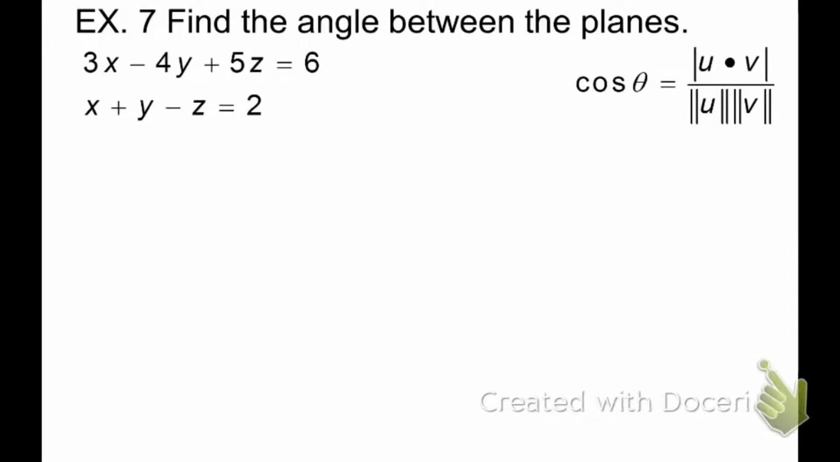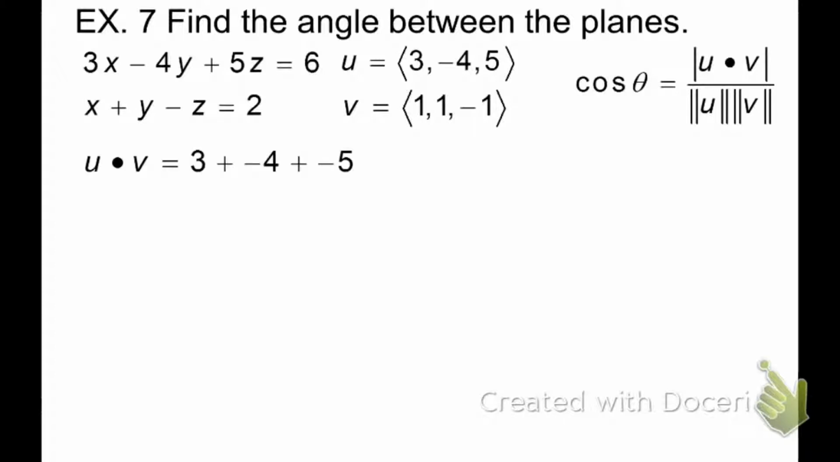Okay, number 7, we want to find the angle between the planes. Here's our formula. Cosine theta equals u dotted with v over the magnitude of u times the magnitude of v. So we need the two vectors that are in these planes. We're going to take the coefficients of each of those variables. So our first vector is 3, negative 4, 5, and our second vector is 1, 1, negative 1. So we need to do the dot product of the two vectors, so u dotted with v. So 3 times 1, negative 4 times 1, and 5 times negative 1. So when I add those together, I get negative 6.